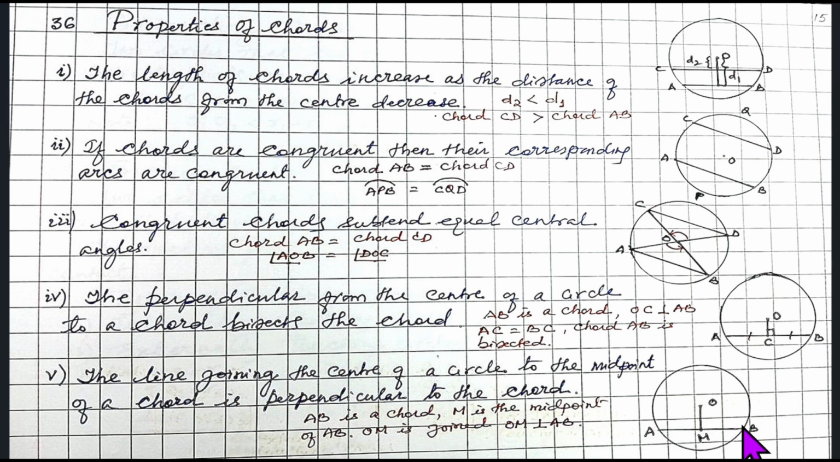The line joining the center of a circle to the midpoint of a chord is perpendicular to the chord. That means if you have a chord AB, if M is the midpoint of AB, if I join M to the center of the circle, then OM is perpendicular to AB, a very important property again.